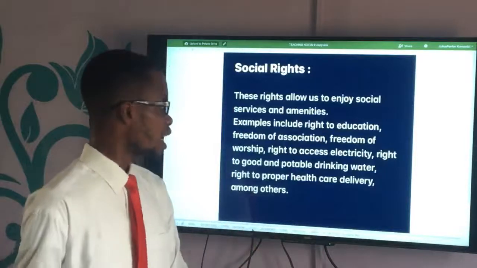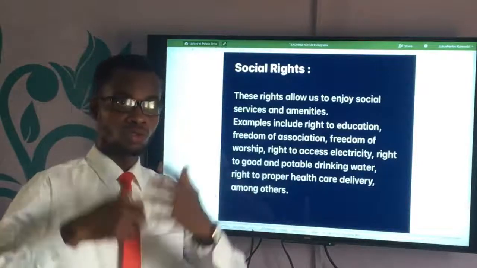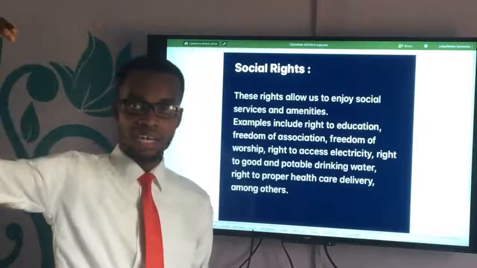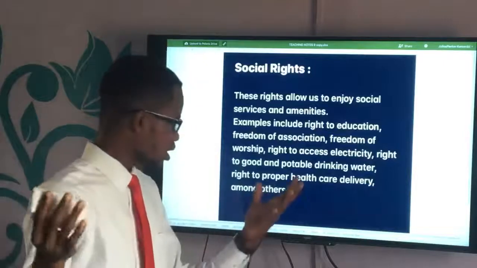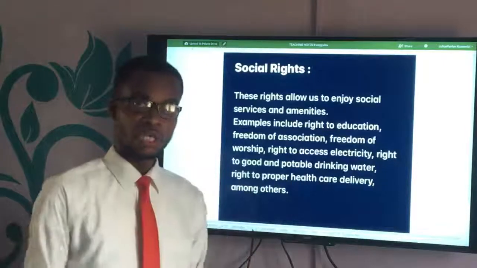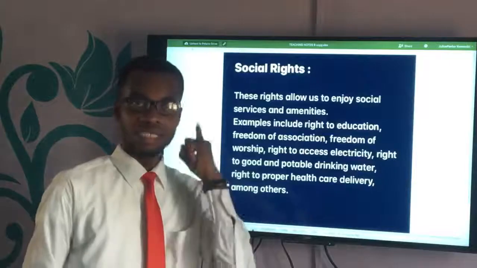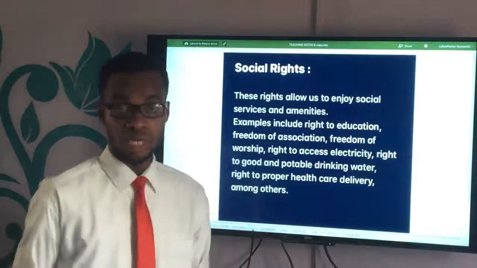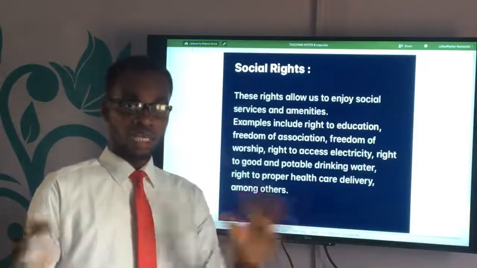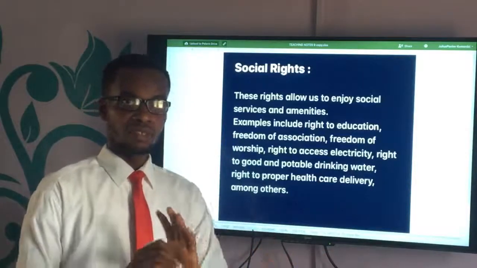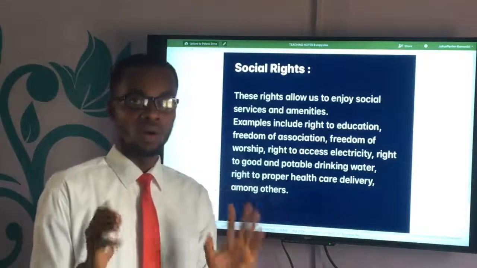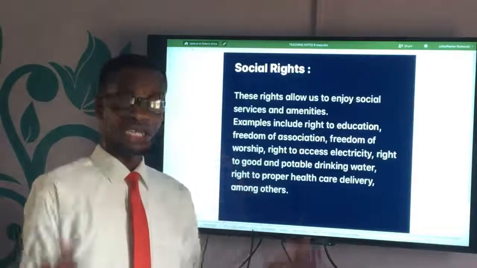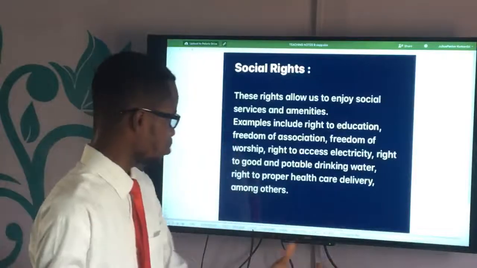So examples include the right to education. You can go to education of any kind. If you have the ability to go further to any level, you can reach that level. That is it. Freedom of association. You can join any group, provided it's legal, it must be a legal group, well known. Probably a registered one, and they know that they do legal or good things, things that are not against the law, then you are free to join. Freedom of worship. You can join any religious group and worship.